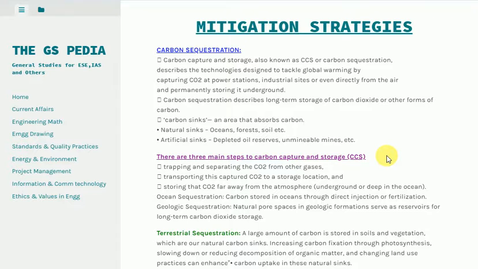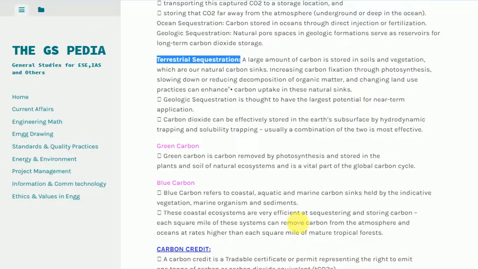in the ocean. Ocean sequestration: carbon stored in oceans through direct injection or fertilization. Geologic sequestration: natural pore spaces in geologic formations serve as reservoirs for long-term carbon dioxide storage. Terrestrial sequestration: a large amount of carbon is stored in soils and vegetation, which are our natural carbon sinks.